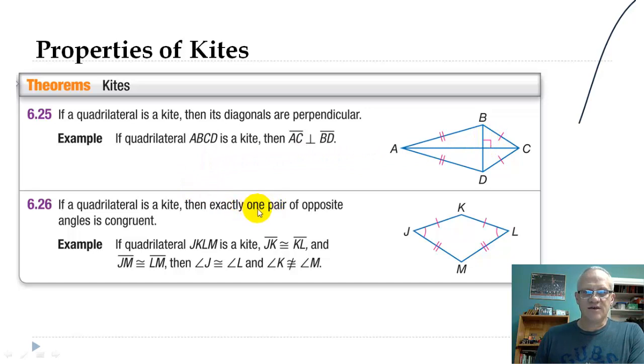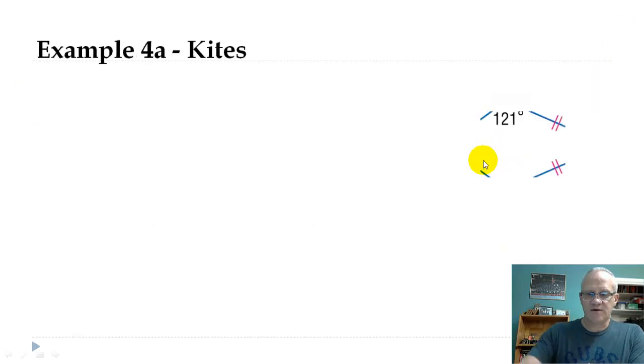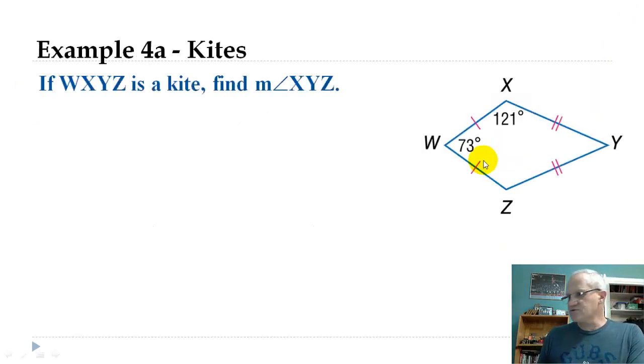And then the other thing is exactly 1 pair of opposite angles is congruent. And so if you notice here, it's angle J and angle L. So it's the 2 angles that are in between the sides that are different lengths. So this has 1 mark and 2 marks, and then this has 1 and 2. It's the angles that are in between that. So, for example, on this one right above it, the angles that would be the same would be angle ABC and angle ADC. Those would be the angles that are congruent on that kite. Okay, so a couple quick examples, and we will be done.